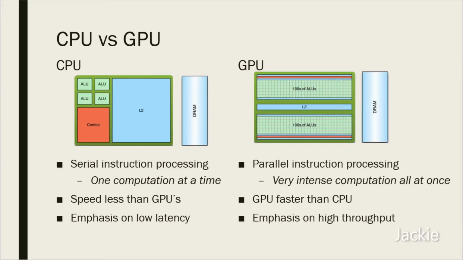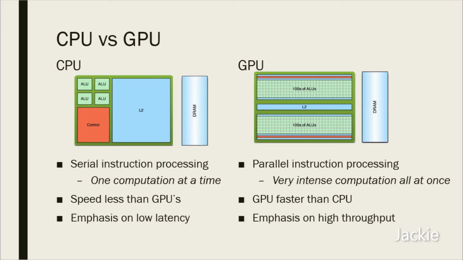So, the thing with the CPU is that when it does a computation, it does so in a serial form. So it does one computation at a time. But with the GPU, it does it in parallel. So the importance of these two differences is that with a GPU, you're able to do computations all at once, and very intense computations at that.